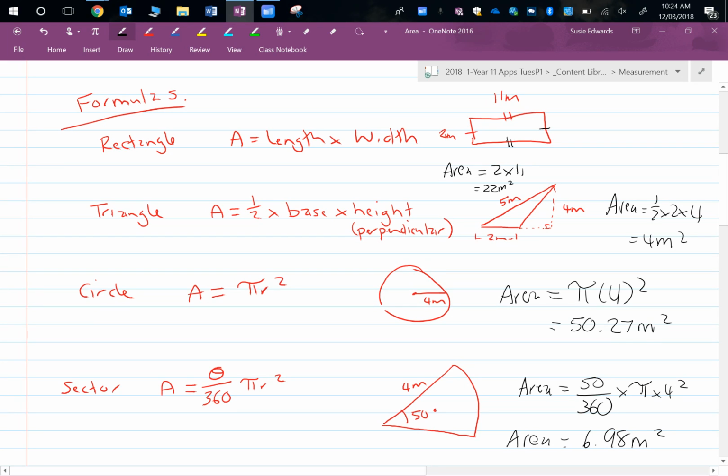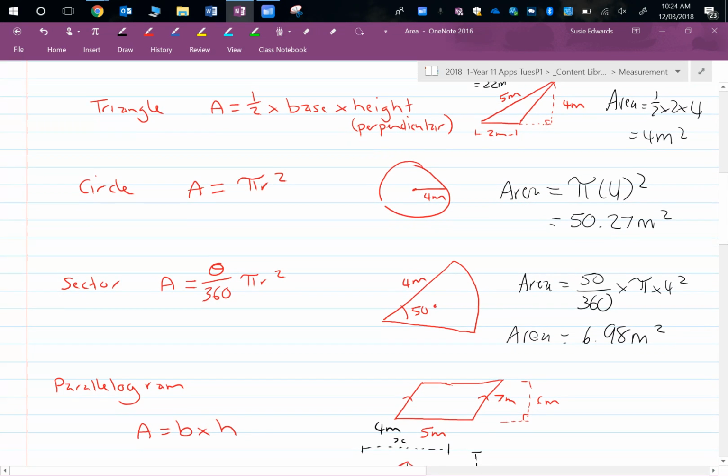So anytime you get a sector, you're just using the formula for the whole circle and just timesing it by the angle divided by 360. Everyone good with that? All right, we got 3 more.